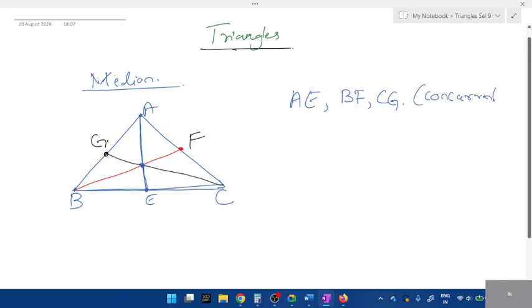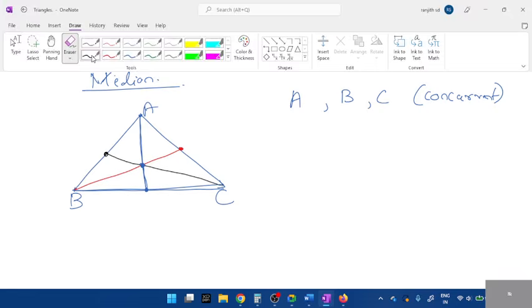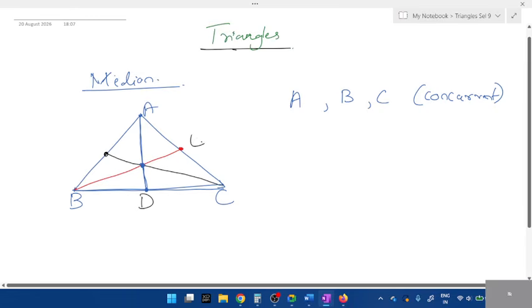What do you mean by concurrent? They meet at a single point. Can you see the single point? And this point, I'll change the alphabet. I'll name this as D, this as E, this as F. A to D is 1, B to E, C to F. And where these three lines meet, we name it as G. G is nothing but the centroid. The name given to that center point where all three meet is the centroid.